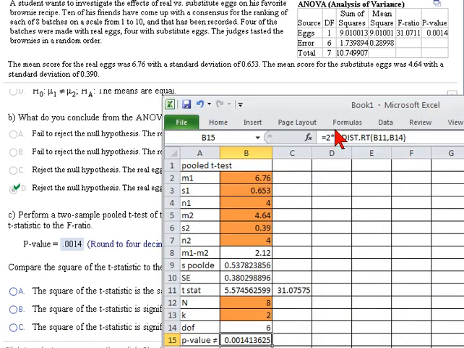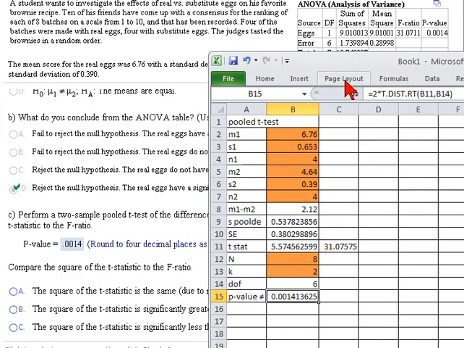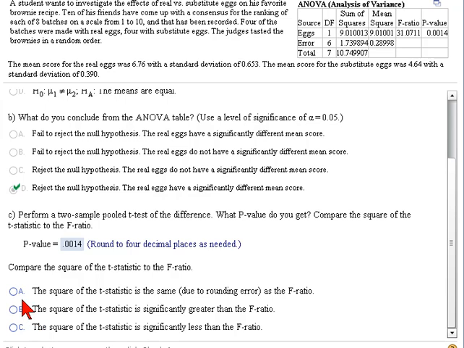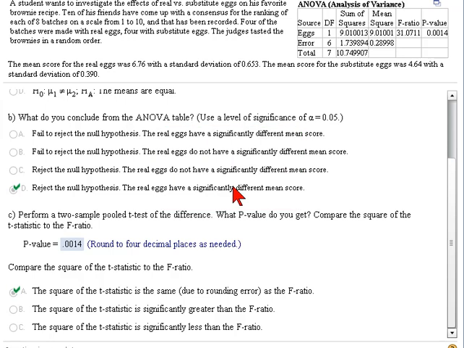Now it asks you to compare the square of the t-statistic to the F ratio, which is what I did right here. I just took my t-stat and I squared it. I get 31.07575, and the F ratio is 31.0711. That's pretty close. So I would say that they're pretty much the same. So it's just kind of interesting. When you're just testing two means, you can just do a t-test.